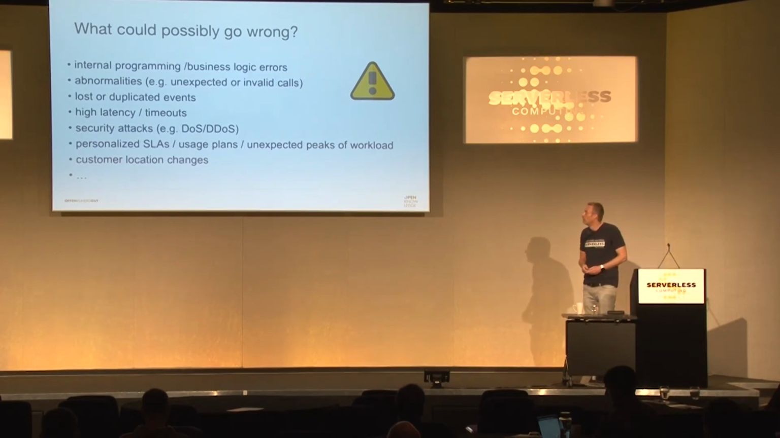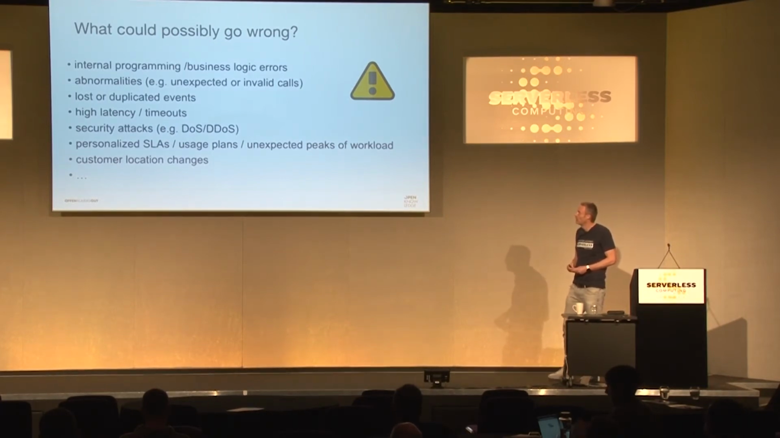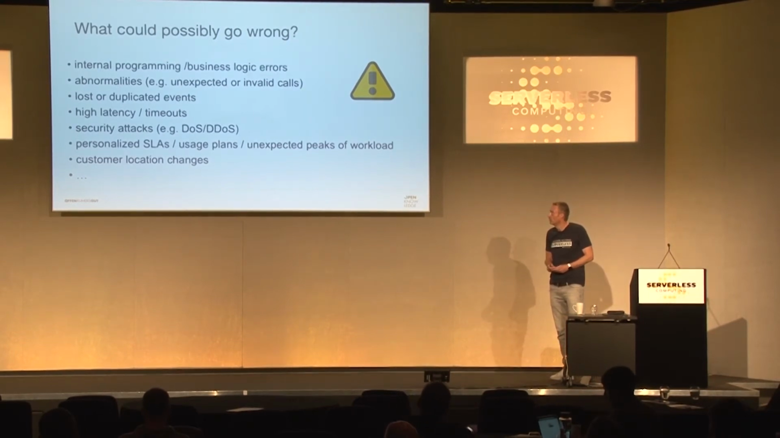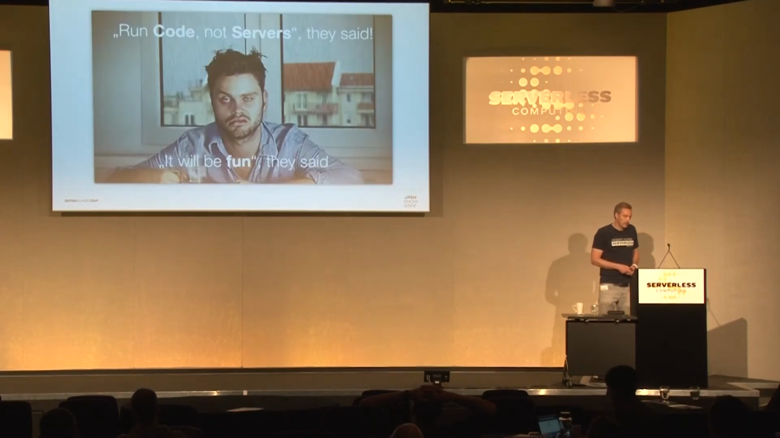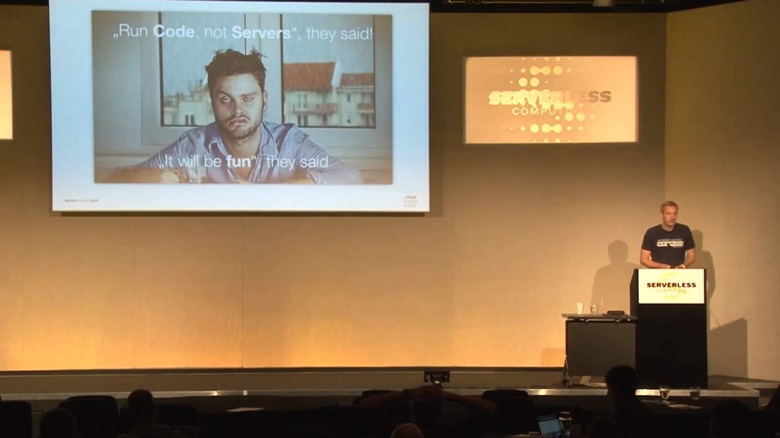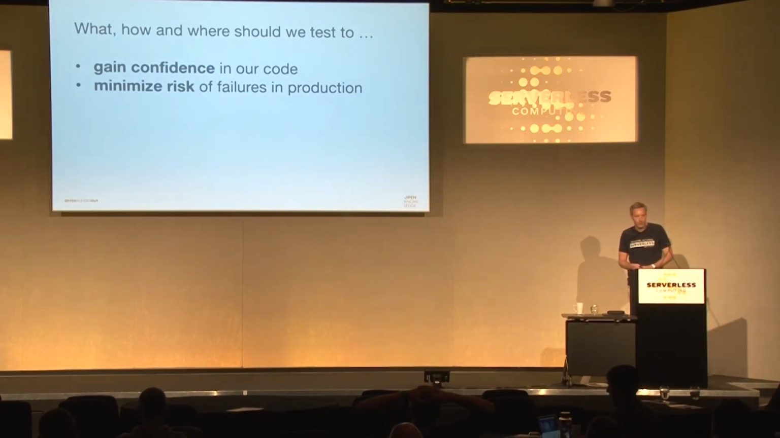Okay, this is a kind of summary of what I have said before. So we have to take care about internal programming, business logic errors, abnormalities, which means unexpected or invalid calls, lost or duplicated events, latency, timeout, and so on. So run code, not servers, seems to be kind of complicated. And the question is, again, as a reminder, what do we have to do to gain confidence in our code, in this event-triggered, highly distributed world? And how can we minimize risk of failures in production?